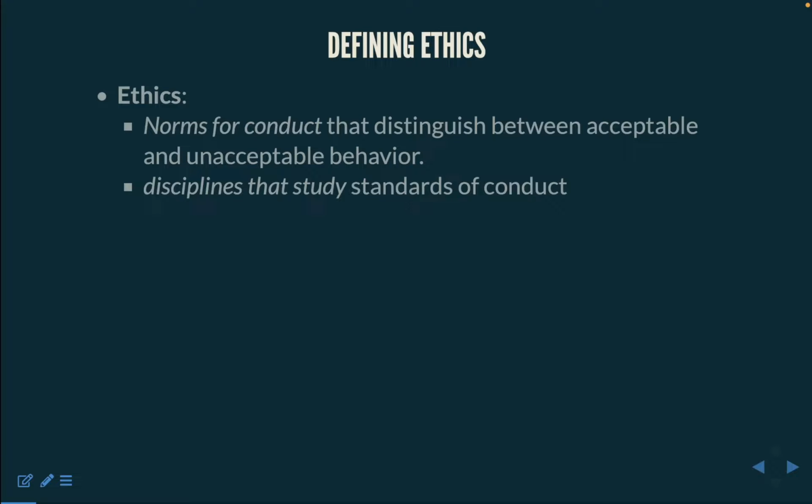So when most people think of ethics or morals, they're going to think about the rules for distinguishing between right and wrong. Maybe this is something like the golden rule, do unto others. Maybe they're talking about the Hippocratic Oath. So first of all, do no harm. But the most common way of thinking about and defining ethics is norms of conduct that distinguish between acceptable and unacceptable behavior.